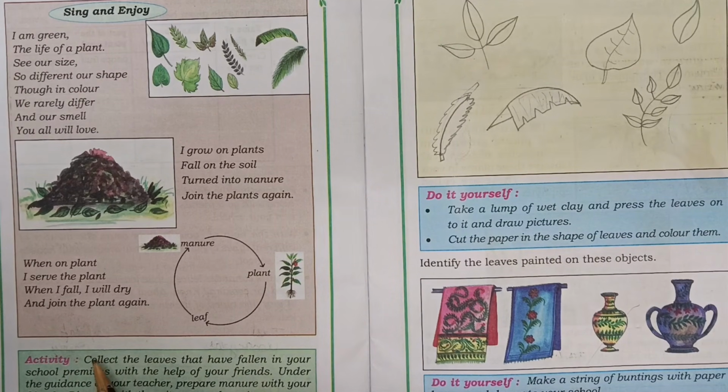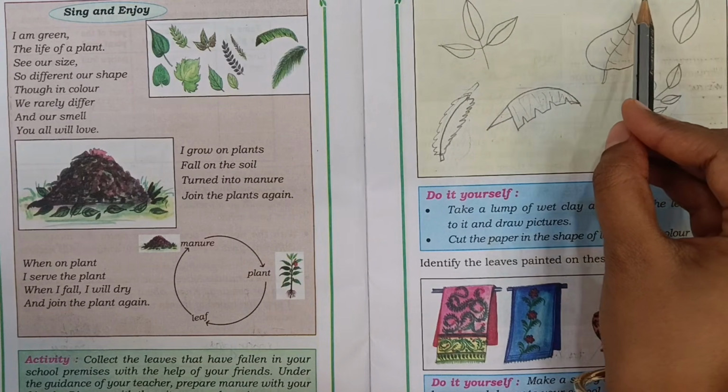Here one activity is given. Collect the leaves that have fallen in your school premises with the help of your friends. Under the guidance of your teacher, prepare manure with your friends. Discuss with them its use and use it. So, you have to collect the fallen leaves in your school premises, take the teacher's guidance, and prepare the manure. And what is the use of manure and how to use it, you have to discuss with your teacher, children.